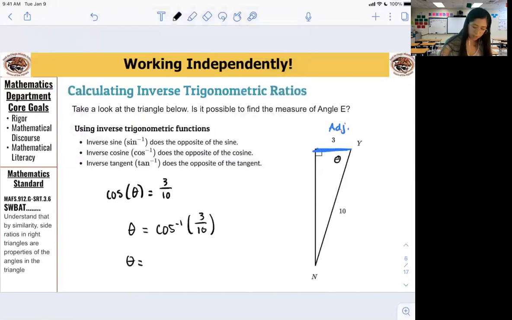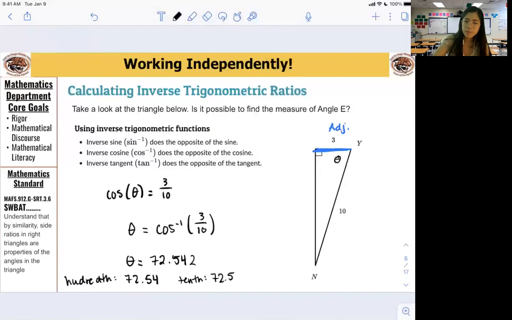Which gives me, on my calculator, 72.542. What is that number rounded to the nearest hundredth? 72.54, good. What is it rounded to the nearest tenth? 72.5. So let me write this down. To the nearest hundredth, 72.54. To the nearest tenth, 72.5.